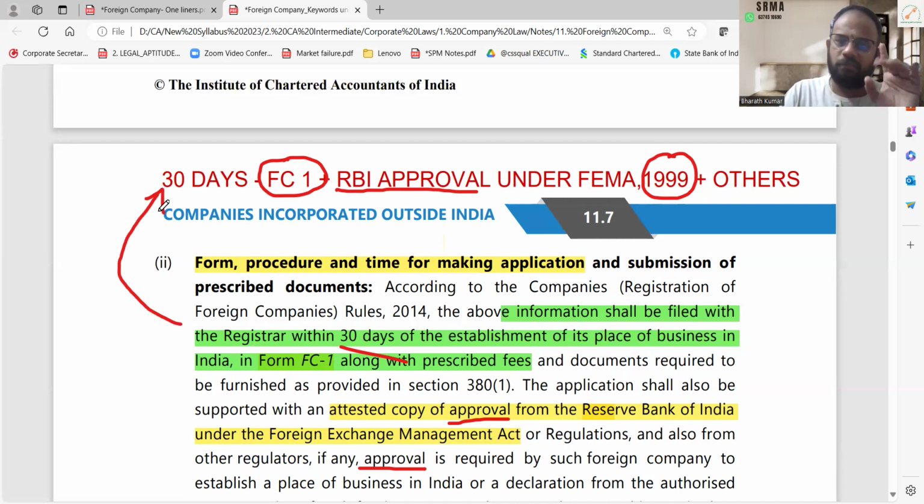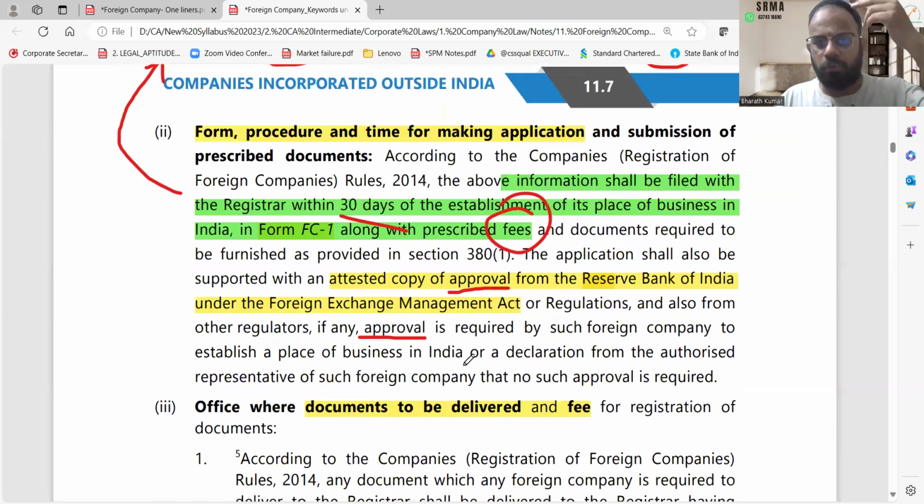Within 30 days with form FC1 along with the fees. Fees also is important. Without fees, how will you give? RBI approval under SRMA Act. Attested copy should be given, and any other approval if they ask, they should give. To whom? ROC. Point number 2 is done.